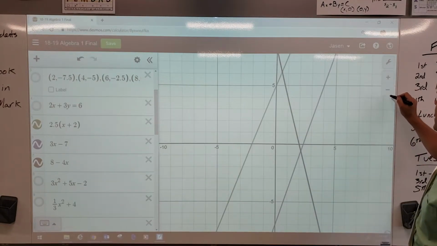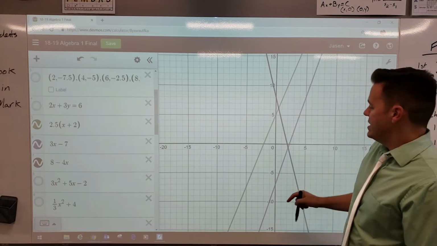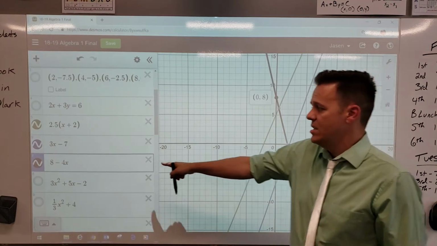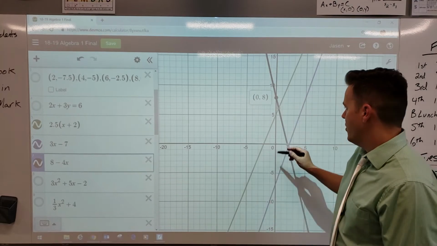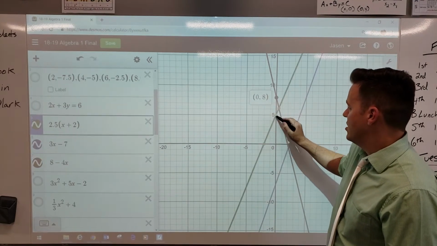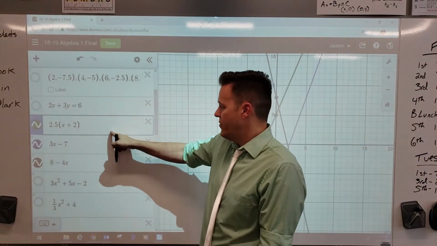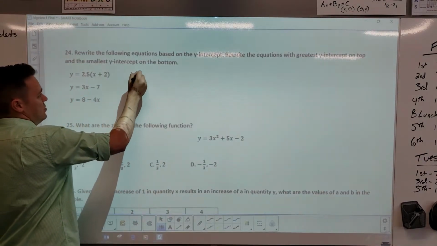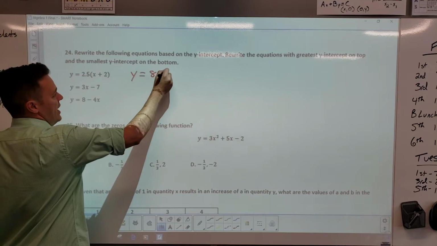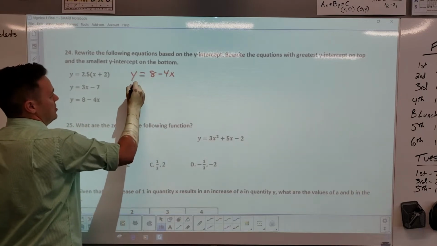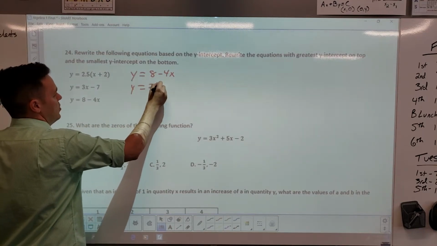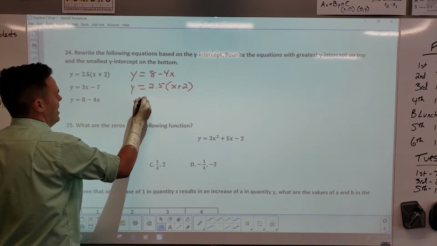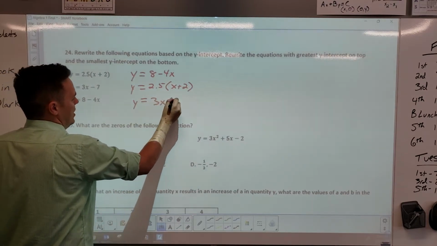If I go home and then zoom out a little bit, you can see where they intersect. Number 1 on the list is the black equation, which would be 8 minus 4x. Number 2 is the green version, which is 2.5, and then last would be that. So if on the test you'd be asked to rewrite it, you'd go y equals 8 minus 4x, then y equals 2.5x plus 2, and lastly y equals 3x minus 7.